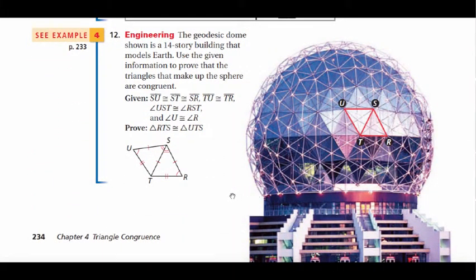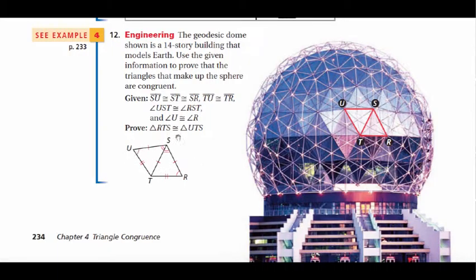Engineering. The geodesic dome shown is a 14-story building that models Earth. Use the given information to prove that the triangles that make up the sphere are congruent. Let's look at the givens first. We know that SU is congruent to ST. We know that SR is also congruent to ST and SU. And we know that TU is congruent to TR.